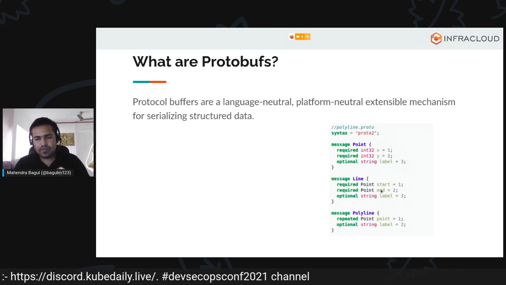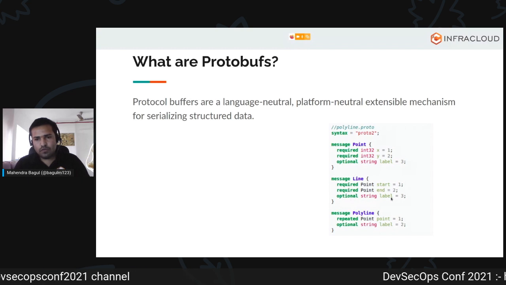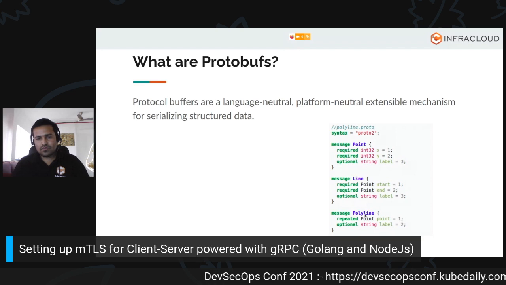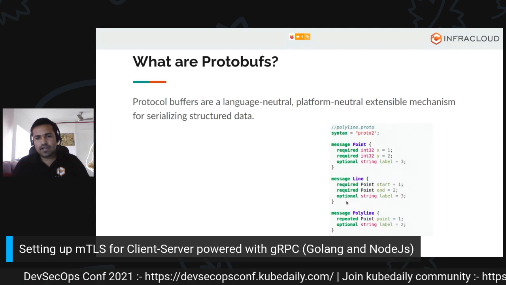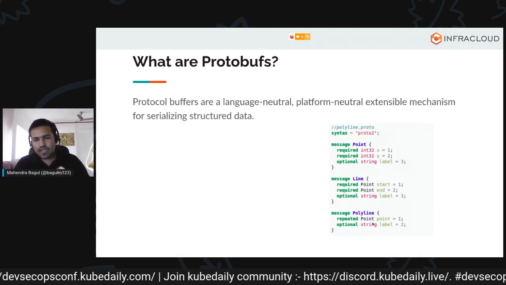Okay, so start and end basically, right? And also there is an optional one again. A few parameters can be optional, like label, and then there is a polyline message. So polyline means the line can have multiple points, right? And the line can have multiple start and end as well. So that's why the points can be a list.